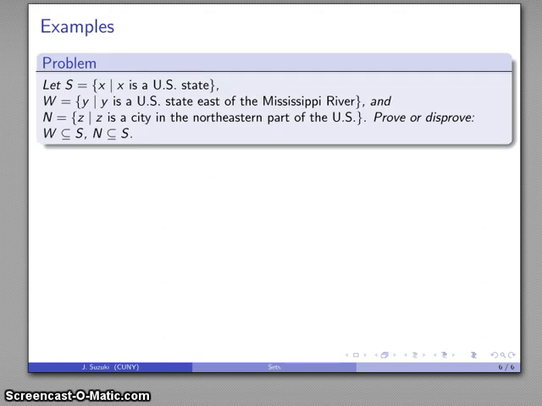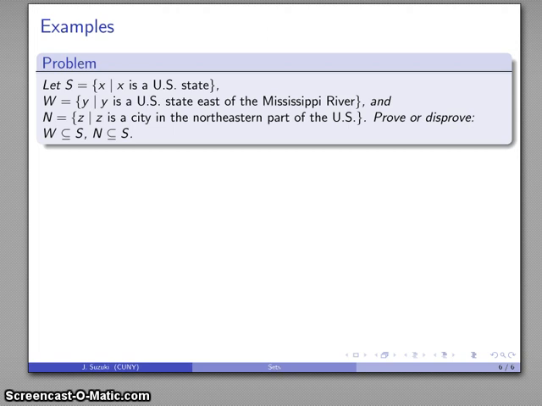For example, let's consider the following problem. I have a set S, the things which are U.S. states. I have a set W, things which are U.S. states east of the Mississippi River. And N, things which are cities in the northeastern part of the United States. So, prove or disprove, let's read this. W is a subset of S. N is a subset of S. I'm not yet making a claim whether these are even true. I want to prove or disprove them.